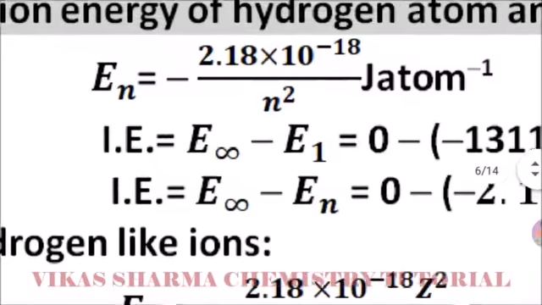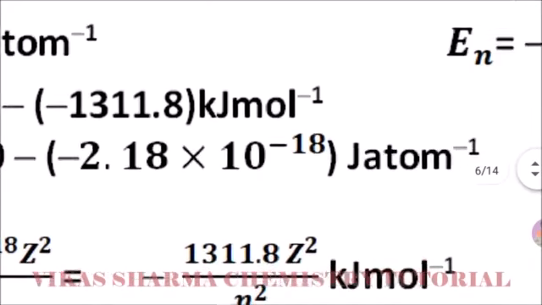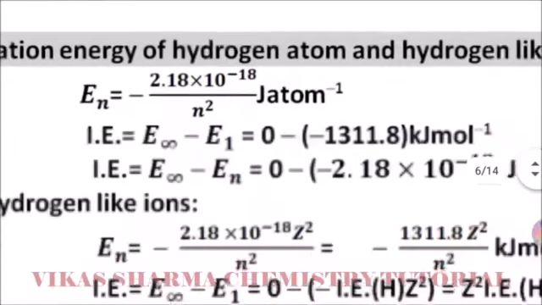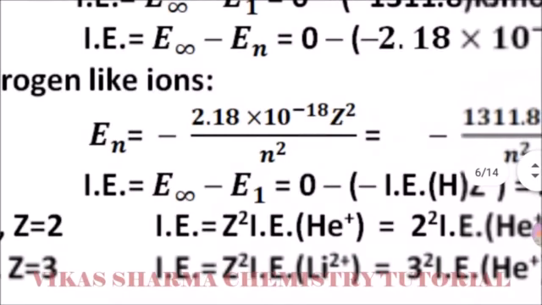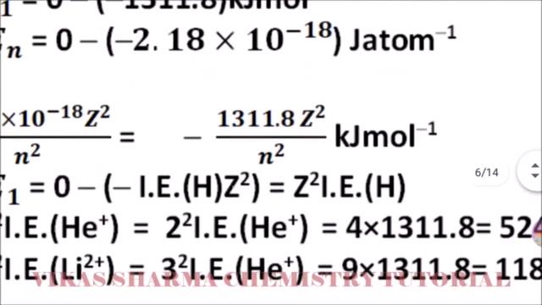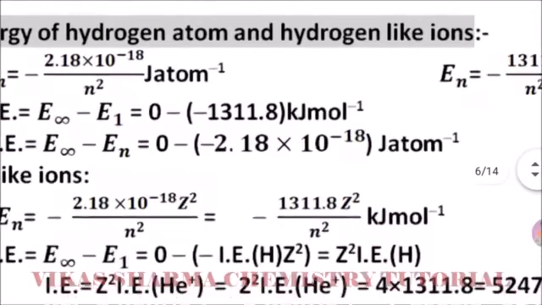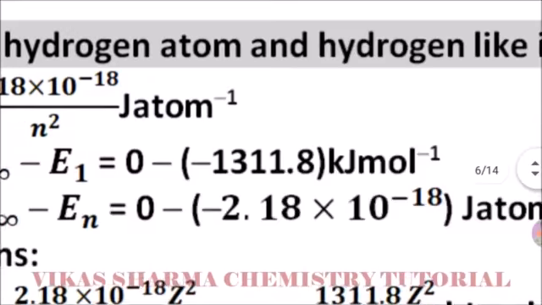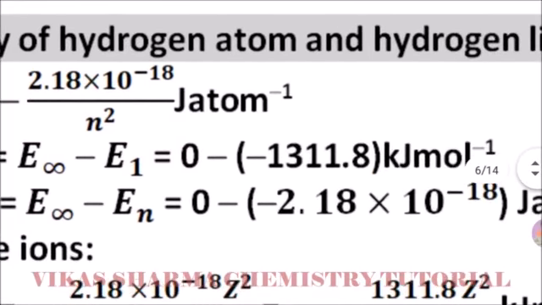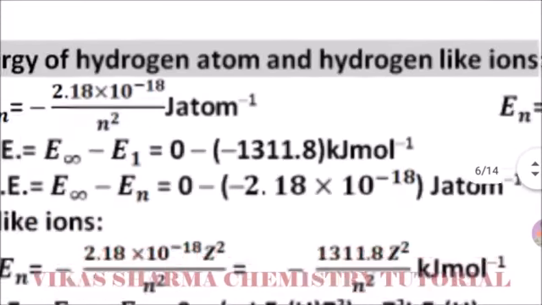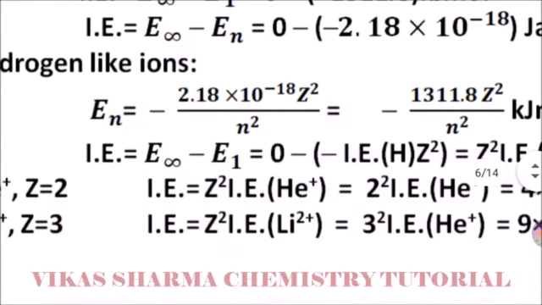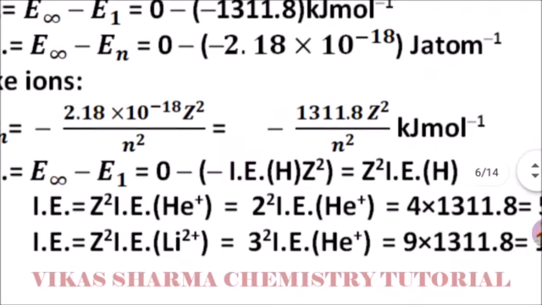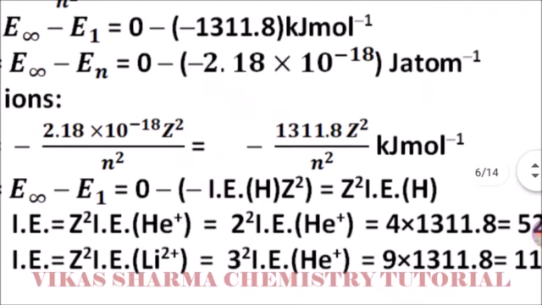So ionization energy is equal to joule per atom. So for a hydrogen-like ion, E is equal to minus 2.18 into 10 to the power minus 18 Z square divided by n square, or 1311.8 Z square divided by n square kilojoule per mole. So these are two formulas. If we calculate the ionization energy in terms of kilojoule per mole, we put this value. If we want to calculate the ionization energy in joule per atom, we put this formula. So student, ionization energy is always equal to E infinity minus E1, meaning the ground state energy, 0 minus IE.